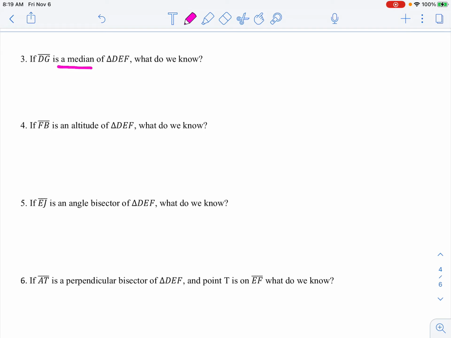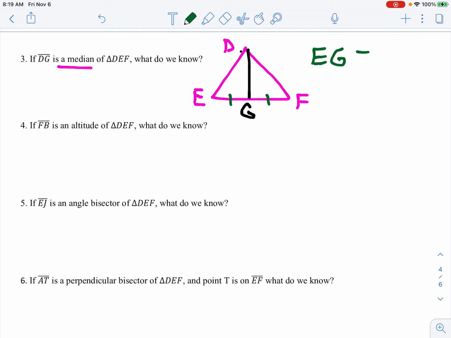It says that DG is a median of triangle DEF. So let's try to draw a triangle DEF. Now, you'll notice that it says DG. So what I'm going to do is insert a line from D down to the other line, and I'm going to call it G where it hits. Now, because this said median, I know that it splits this into two equal parts. So I know that EG has to be equal to FG. We want to make sure we can draw the picture because eventually we're going to draw these and solve them. Let's look at the next one.